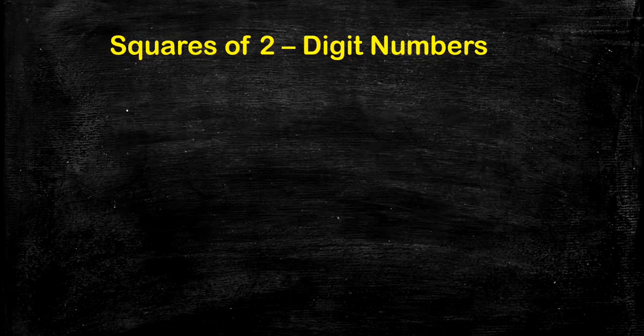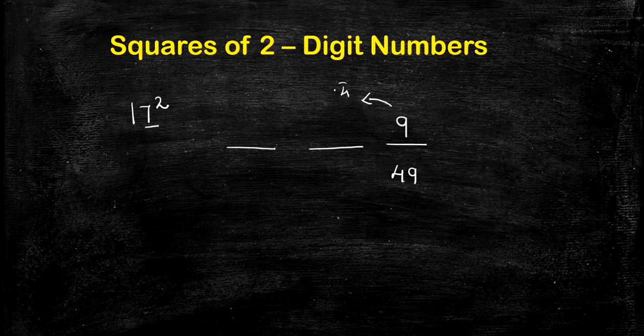Now let's consider examples where there could be a carry forward. 17 square. In this case again I would be having 3 spaces. As usual, the first one at the units place would be 7 square, which is 49. Now I would only write the 9, and 4 goes as carry forward.